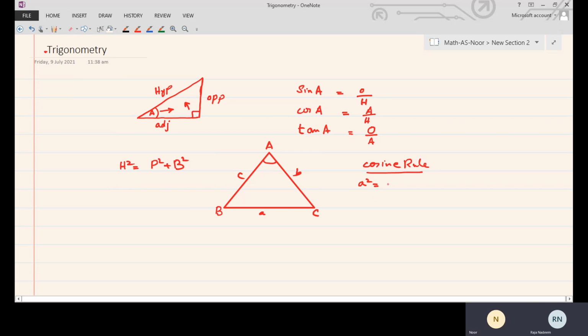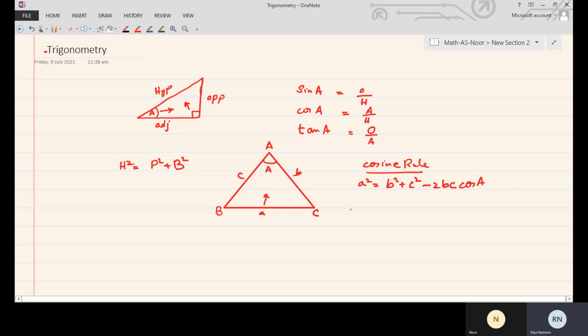Like if we are finding a square, then the other two sides are b and c. We write them as b square plus c square minus 2 times bc, and the angle is the angle which lies between sides b and c. I mean, this is the angle. You can also make the concept like this: the angle is opposite to the missing side, so we write it this way.